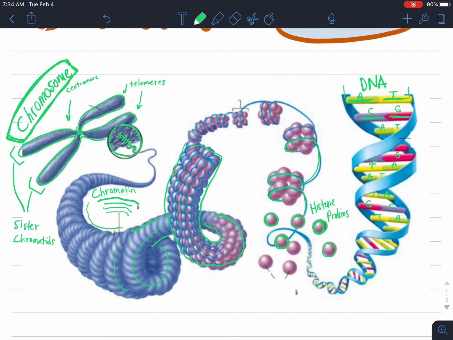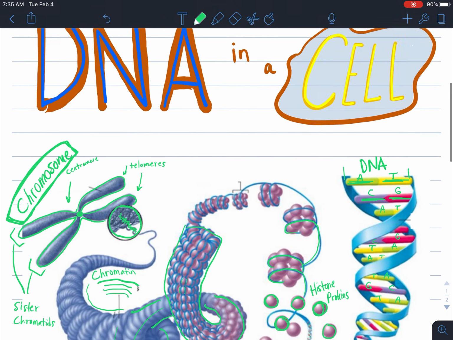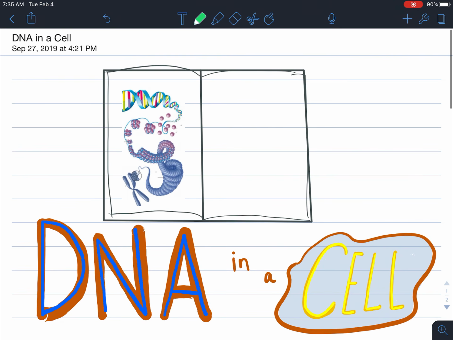So mark up your page as I did, and yeah, now you know. Now you can see what this actually looks like, what histone proteins look like, and why chromosomes form. That is how DNA is organized in a cell.